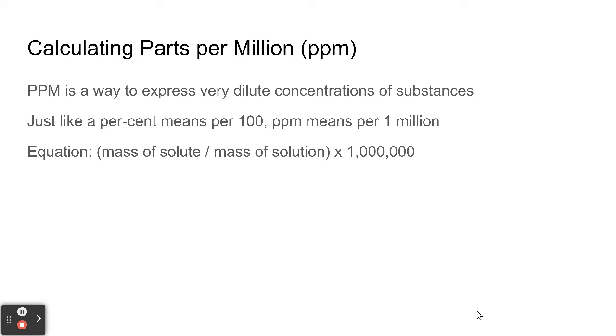So our equation is our mass of solute. So we'll have to figure out what our solute is, divided by the mass of the entire solution. That's very important, mass of the entire solution. We're not dealing with solvents this time. We want the whole solution there. When we do that division, we'll multiply it by 1 million, and that will give us our ppm.